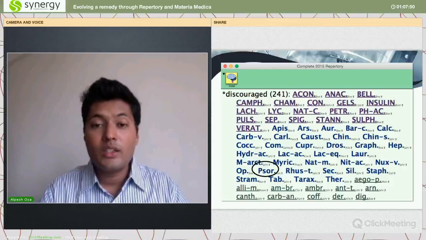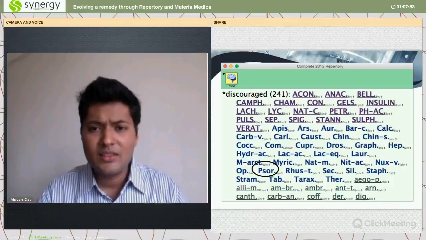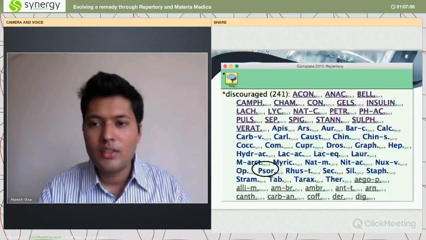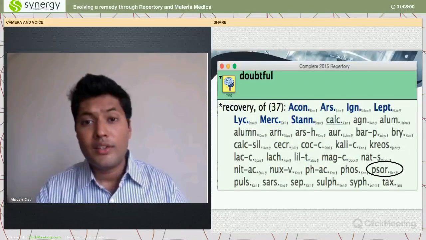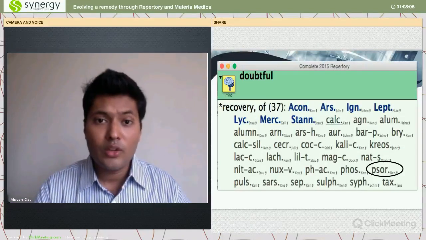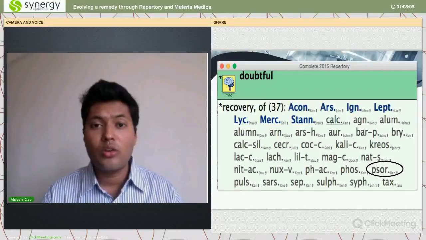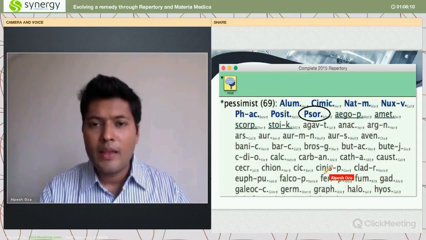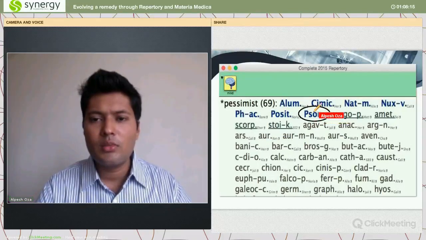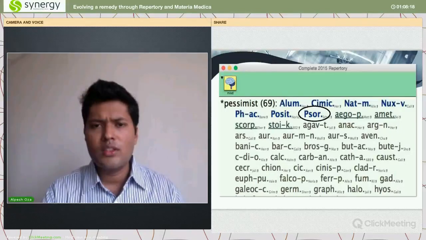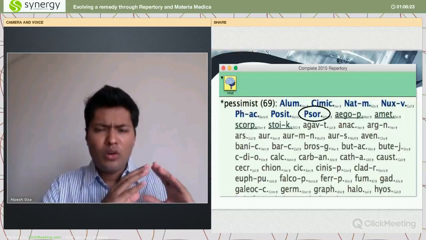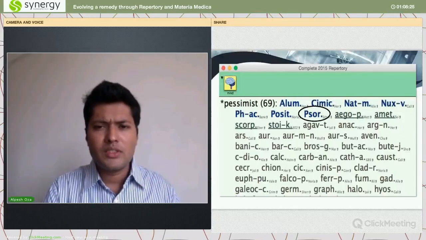Now we see another interesting rubric, discouraged, and we see Psorinum is given in 3 marks. We see doubtful recovery of. He is very much doubtful whether he will get cured or not. And we see pessimist. Again we see Psorinum in 3 marks. So what do we observe here? He is very much doubtful, very much discouraged, a lot of despair, pessimist.